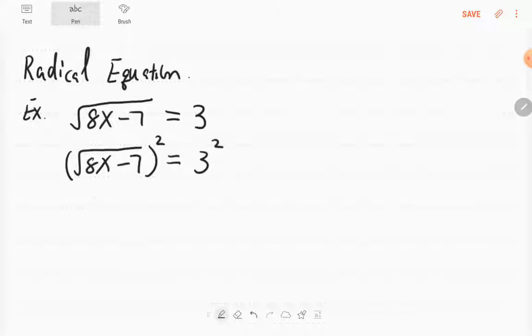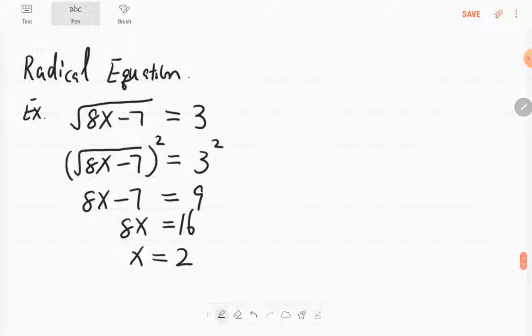Okay, then you square, and you have 8x minus 7 equals 9. So this would be a linear equation, right? We add 7 on both sides, so 8x equals 16, x equals 2. But when you have a radical equation, we need the inside to be a non-negative number, right? Non-negative, which is greater than or equal to 0. So at last, you need to check the solution.